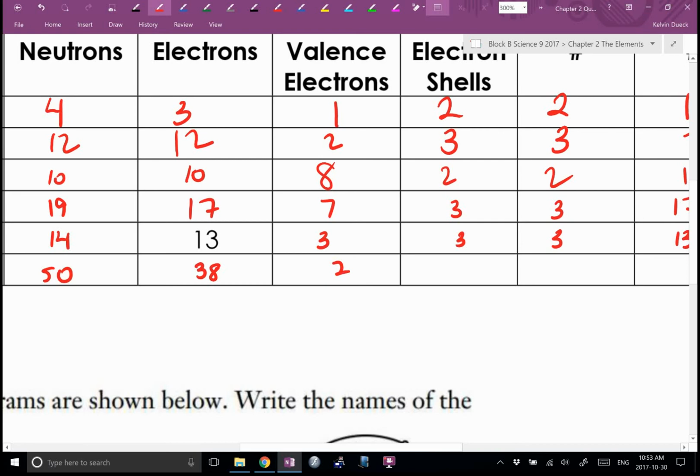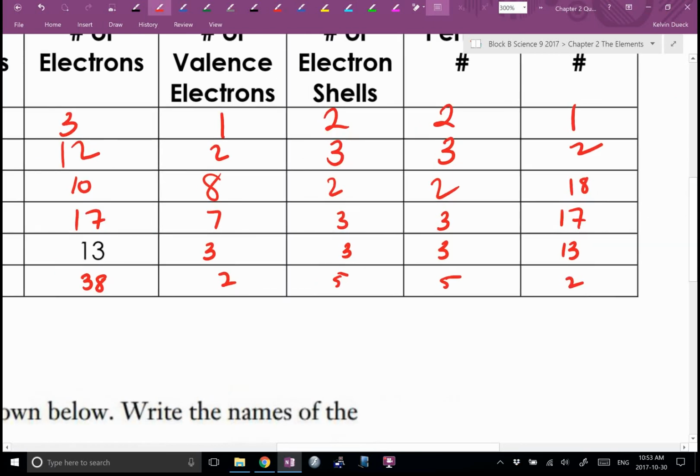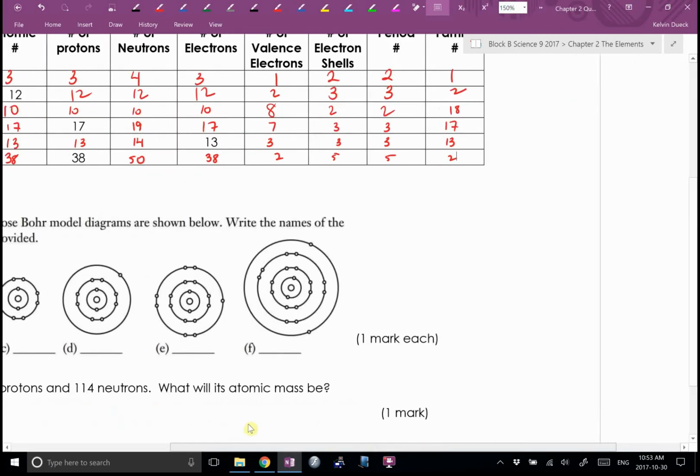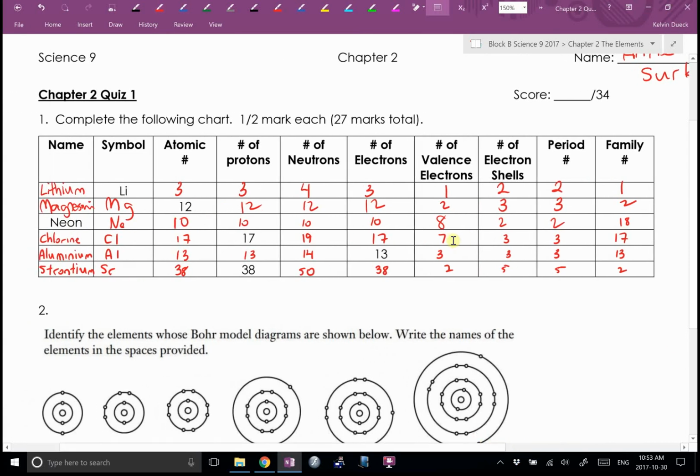Electron shells, 1, 2, 3, 4. This has 5 electron shells. It's period 5, and it's family number 2. So, half mark for each of those. Easiest way, count up the ones you got wrong, divide that by 2, subtract from 27, but do yourself a favor, put a little total out of 27 right there so that you're not trying to count all these up later on. That's what I would be doing if I was marking your quiz.